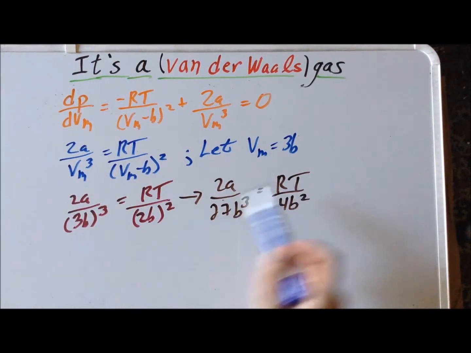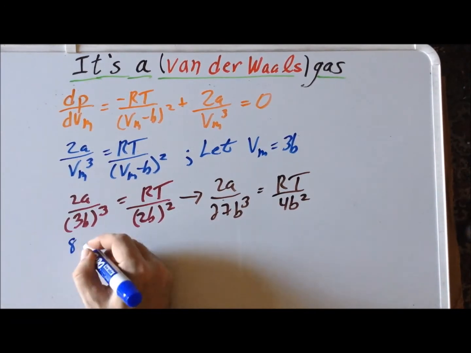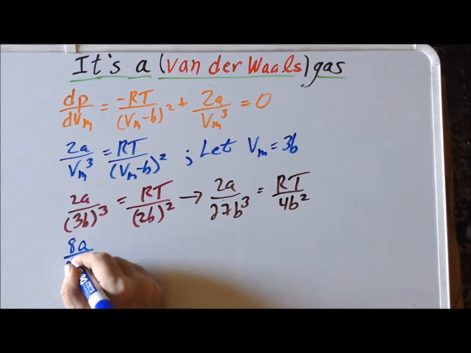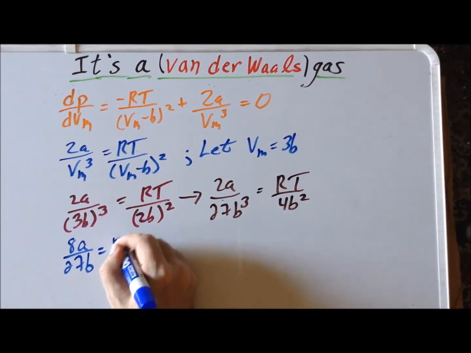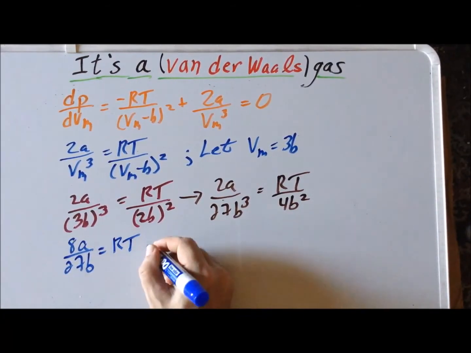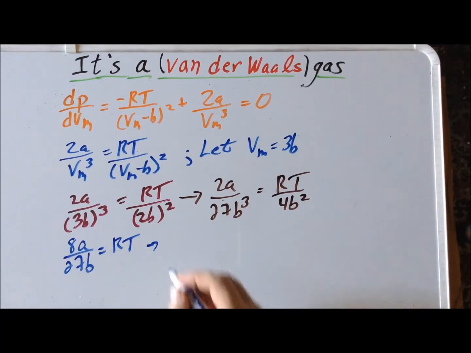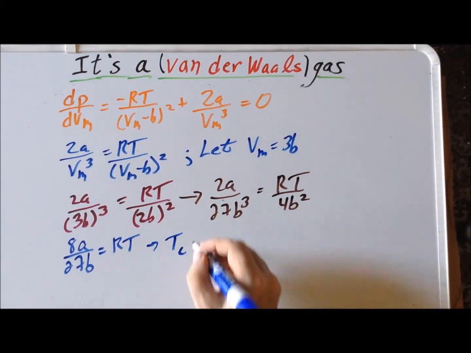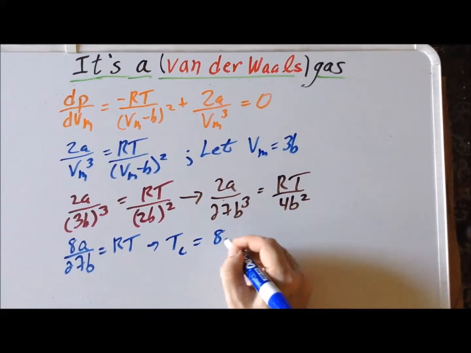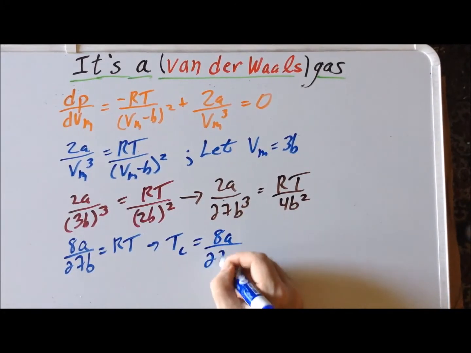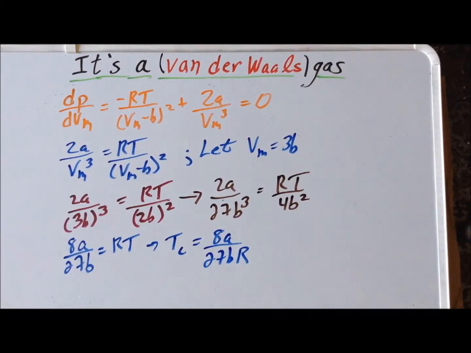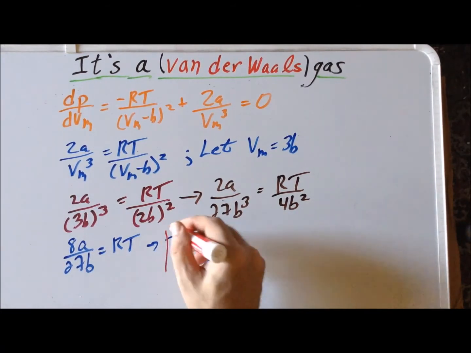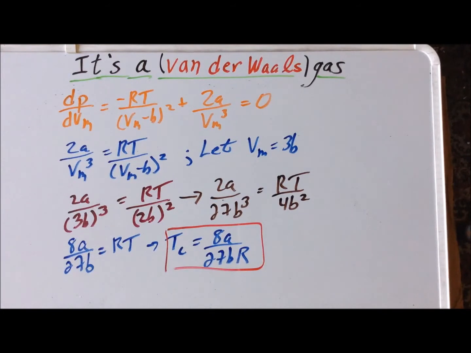Now we multiply each side of the equation by 4b squared, and that gives us 8a over 27b is equal to R times T. Now we divide each side by the gas constant R to get that the temperature, which is the critical temperature because we're at the critical point, is equal to 8a divided by 27bR. And this is the second of our critical constants for the van der Waals gas.